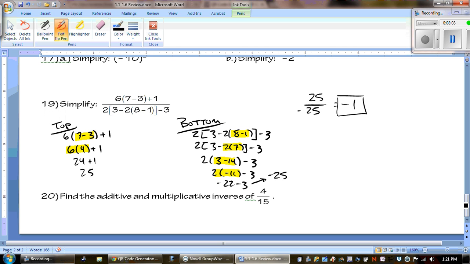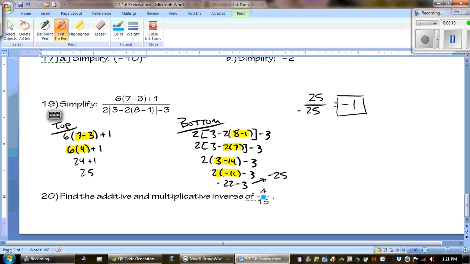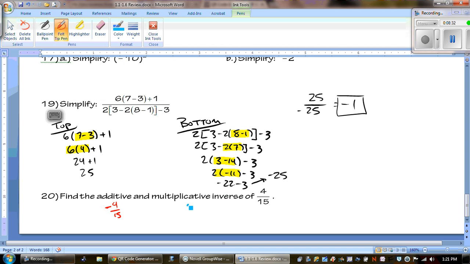Okay, and then 20 says find the additive and multiplicative inverse of 4/15. Well, for the additive inverse, if that's a positive 4/15, we would want to subtract 4/15. Okay, we would do the opposite. And for multiplicative inverse, that's where we would multiply by the reciprocal. So we would flip the fraction and multiply.